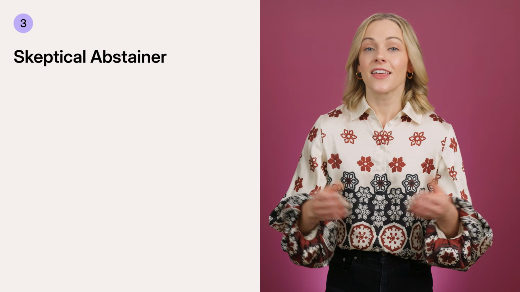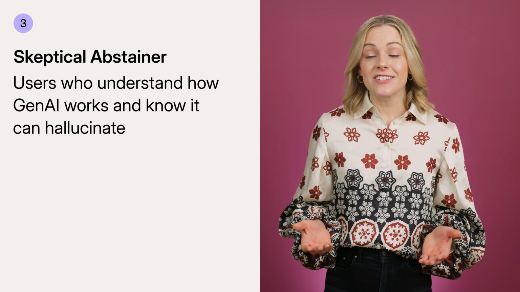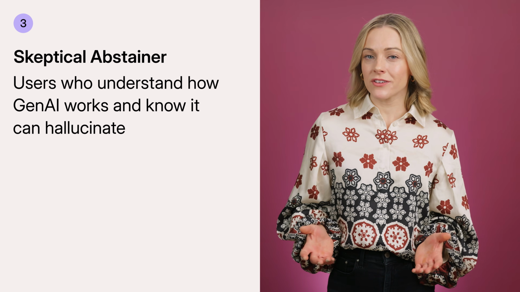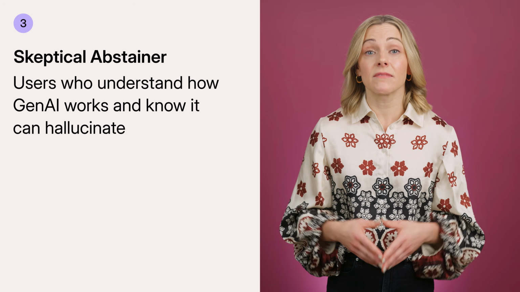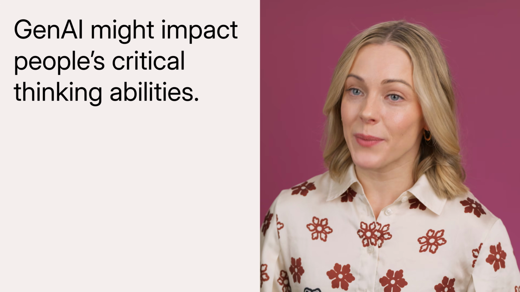Our third type of user is the skeptical abstainer. They understand how Gen AI works. They know it can hallucinate. They may even use it in a limited way, such as for coding or technical tasks. However, they avoid it for personal use, and so they haven't developed the prompt fluency that a naive power user has. Also, this type of user tends to be concerned with the ethics, sustainability, and social impacts of the technology. For example, one participant in our study expressed concerns about how Gen AI might impact people's critical thinking abilities.